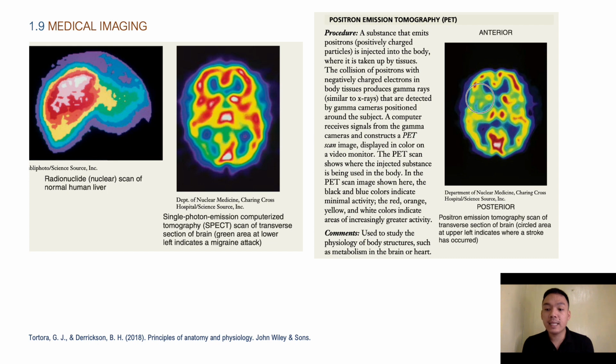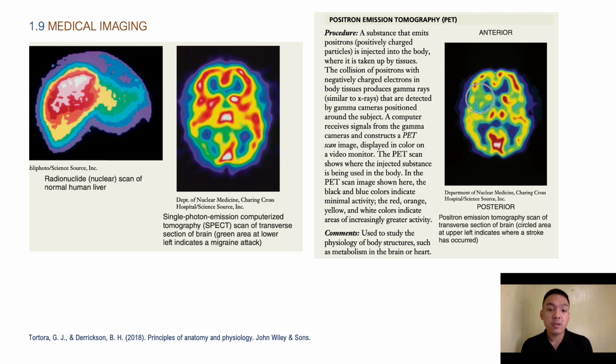The last two medical imaging procedures are your PET, the positron emission tomography, which uses a substance that emits positrons. We call them positively charged particles, which are injected into your body and taken up by tissues. This collision of a positron with negatively charged electrons of the body produces gamma rays, which are very similar to X-rays, and that are detected by the gamma cameras positioned around the subject.